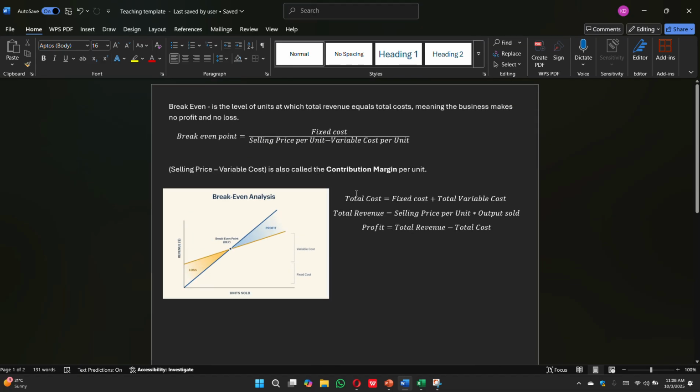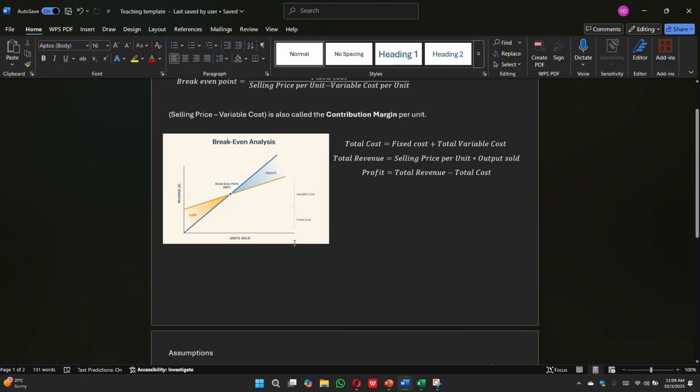And total cost, as you know, is the addition of both fixed cost and total variable cost. And total variable cost, you can easily find: variable cost per unit into the number of units sold. Total revenue would be the selling price per unit into the output sold, and profit would be total revenue minus total cost.